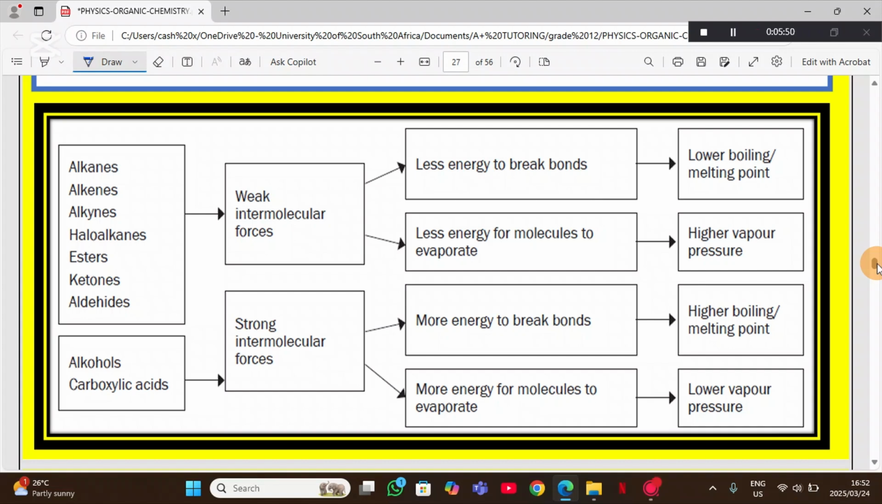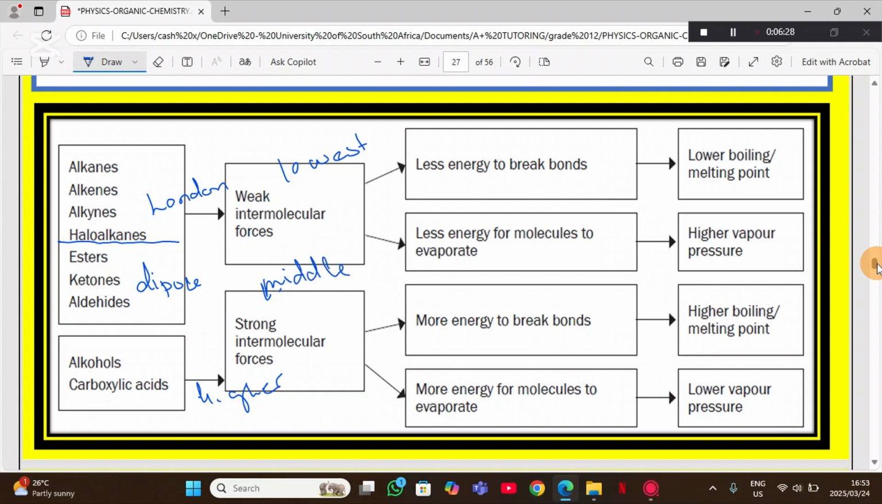But if we were to compare, let's say for example, the London and the dipole-dipole, right? This is our London and this is our dipole. The dipole would actually be stronger than the London, meaning these would have a higher boiling point compared to that one. But if we're comparing everything, then this one will have the highest, then we go to the middle one, and then the lowest, if we're to compare everything.